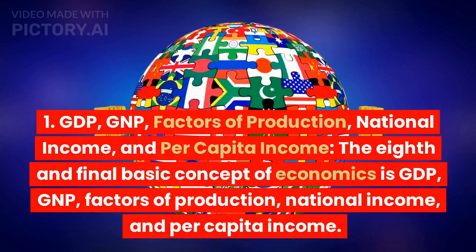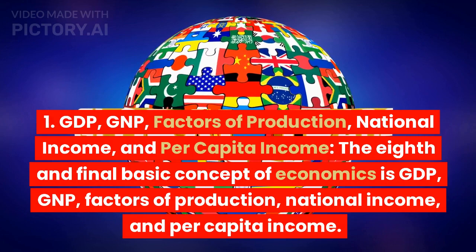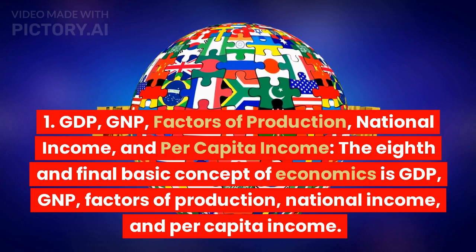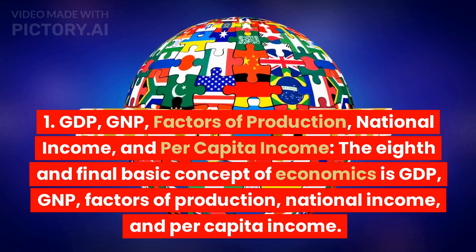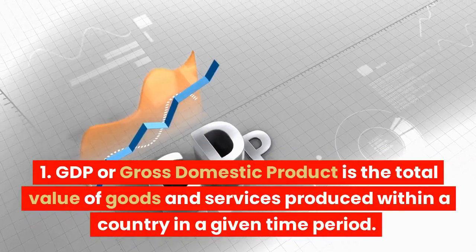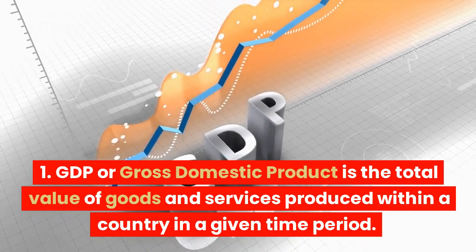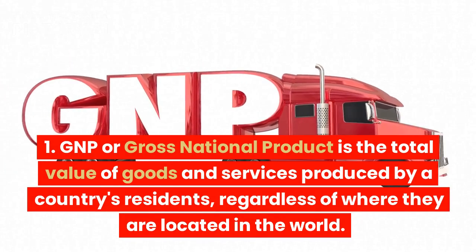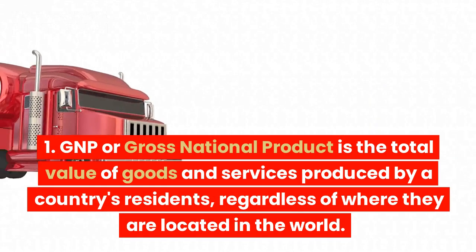8. GDP, GNP, factors of production, national income, and per capita income. The eighth and final basic concept of economics is GDP, GNP, factors of production, national income, and per capita income. GDP, or gross domestic product, is the total value of goods and services produced within a country in a given time period. GNP, or gross national product, is the total value of goods and services produced by a country's residents, regardless of where they are located in the world.